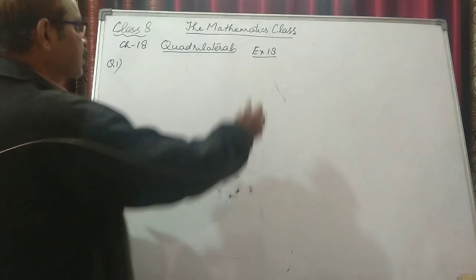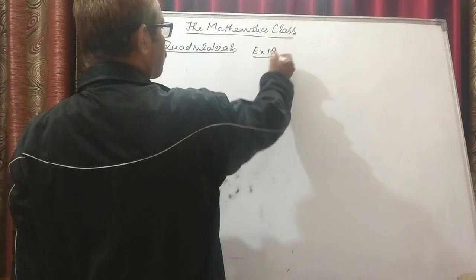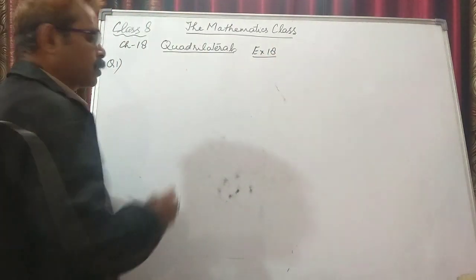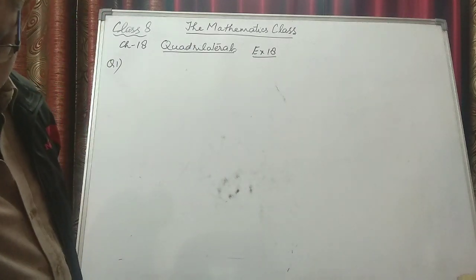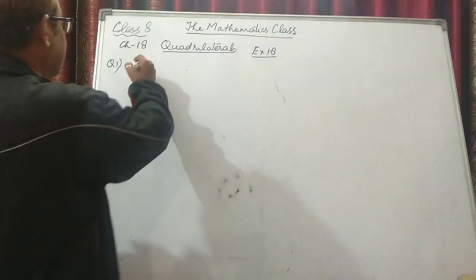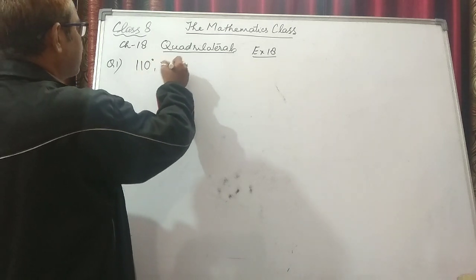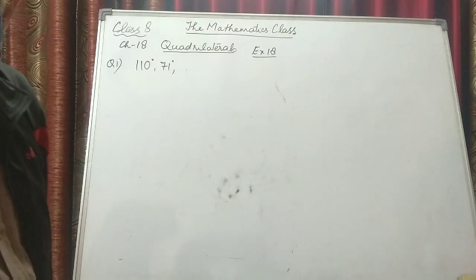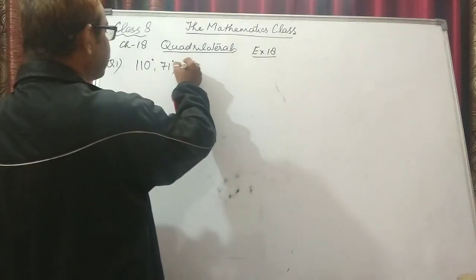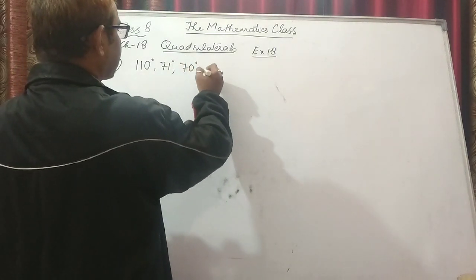Now we are starting with exercise 18. Question number 1. Let me read the question. They say three angles of a quadrilateral are 110 degrees, 71 degrees, 70 degrees. Find the fourth angle.